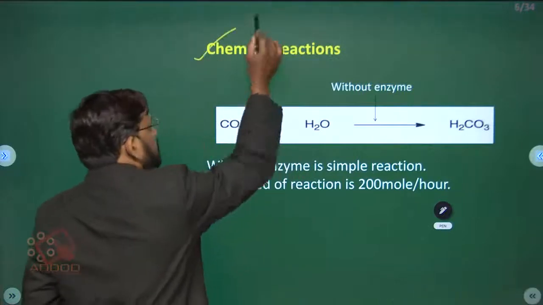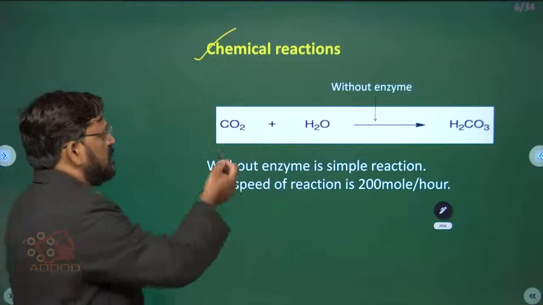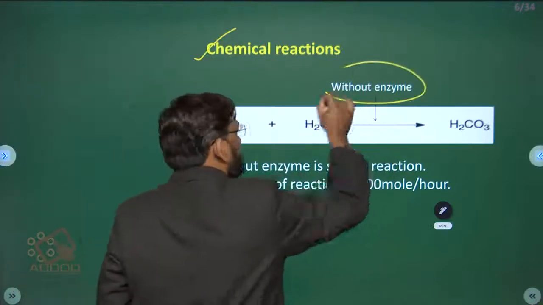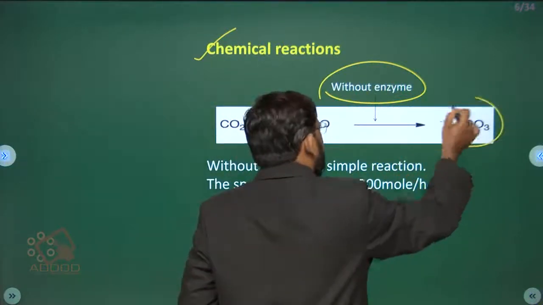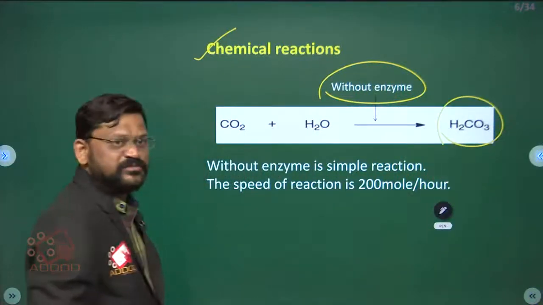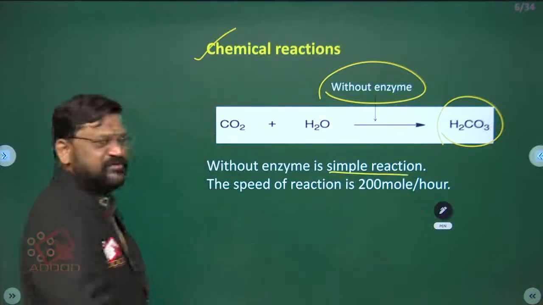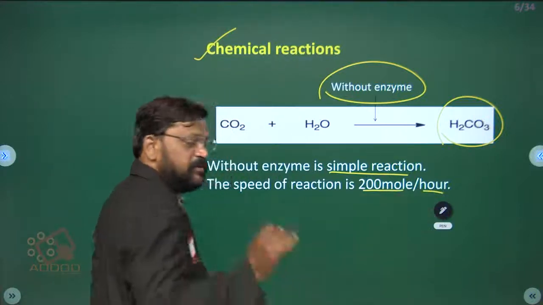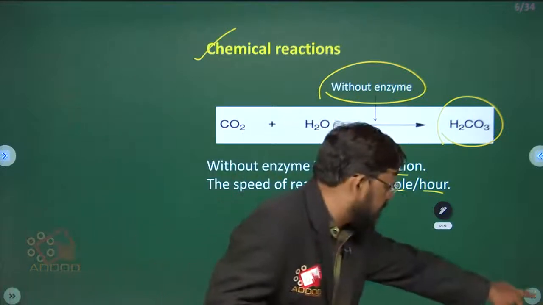Next, let us understand the role played by the enzyme. Here carbon dioxide and water are combining. Let us assume there is no enzyme. Without enzyme, they form carbonic acid, H2CO3. Without enzyme this is a simple reaction, and the speed of the reaction is that it forms only 200 molecules per hour. Now, see the enzyme power.